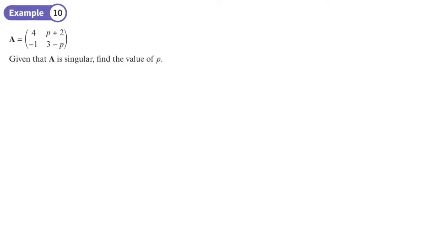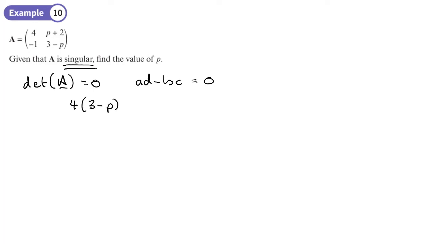Given that A is singular, find the value of P. If A is singular, that means the determinant of A equals 0, and the way we find the determinant of A is AD minus BC, which equals 0. Singular means the determinant equals 0, so there is no inverse, and we need to find the value of P. So 4 times D, which is 3 minus P, minus B, which is P plus 2, times C, which is negative 1, equals 0.